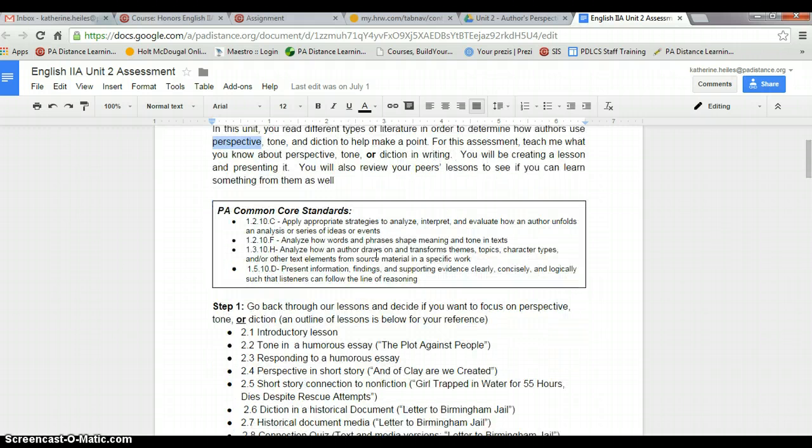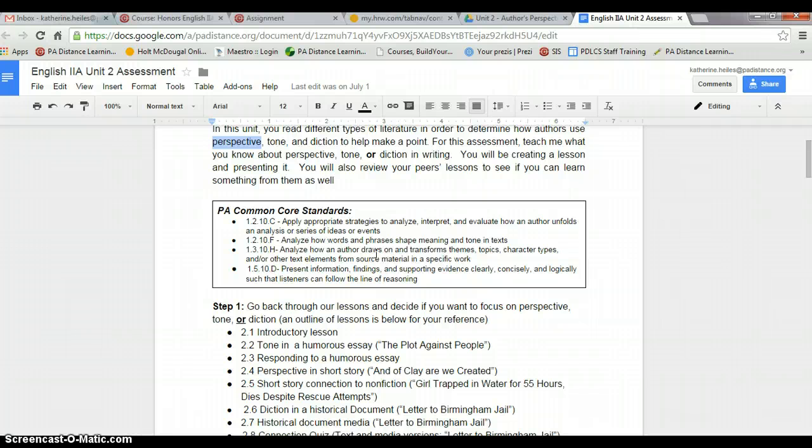So depending on what the subject is, depending on who your author is, and what you want your reader to get out of the piece that you're writing, you're going to develop your word choice and your diction in order to complement what that perspective and that tone is. What you need to do for this assessment is to think about all of those things that we've looked at in Unit 2, and you're going to create a lesson.